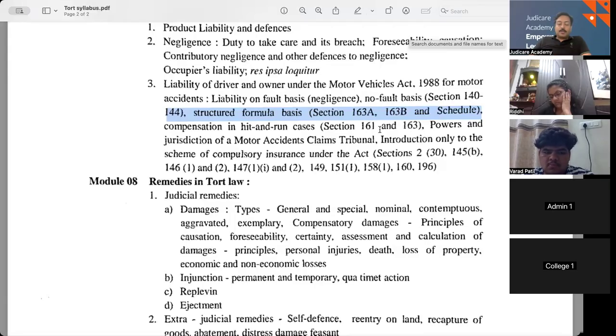So number one, section 147 B1, against any liability which may be incurred by him in respect of the death or bodily injuries to any person, including the owner of the goods or his authorized representative, carried in the motor vehicle, or damage to any property of a third party caused by or arising out of the use of the motor vehicle in a public place.